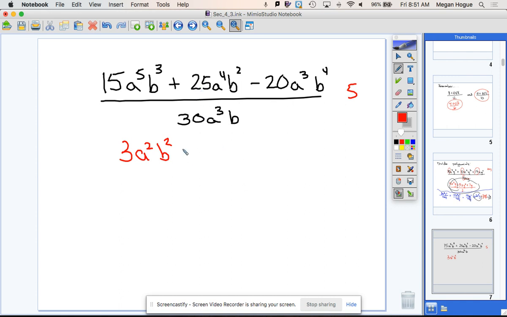I'm going to divide by 5. So 5. Subtract the variables, a, b. Divide by 5. Minus 4. Subtract your variables. That's 0. B to the 3rd. Because I subtracted the variables, those are gone. I just have to divide by 5.